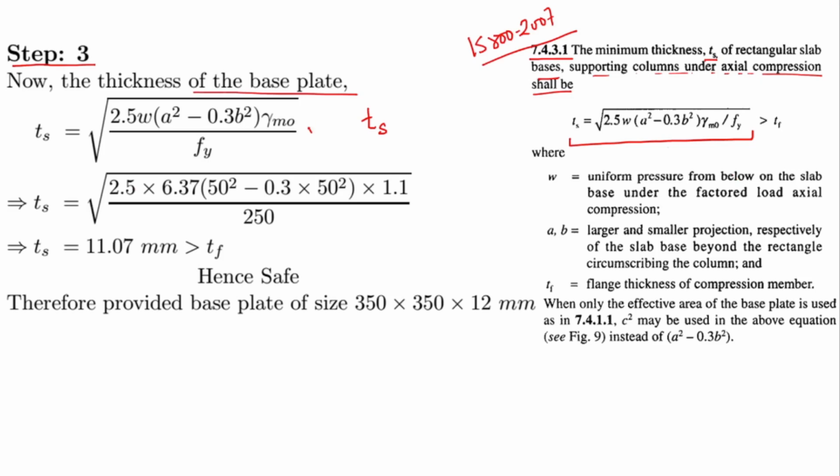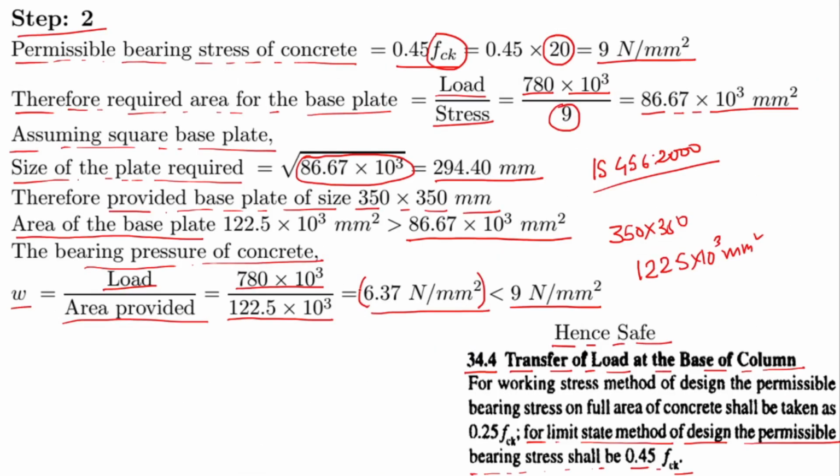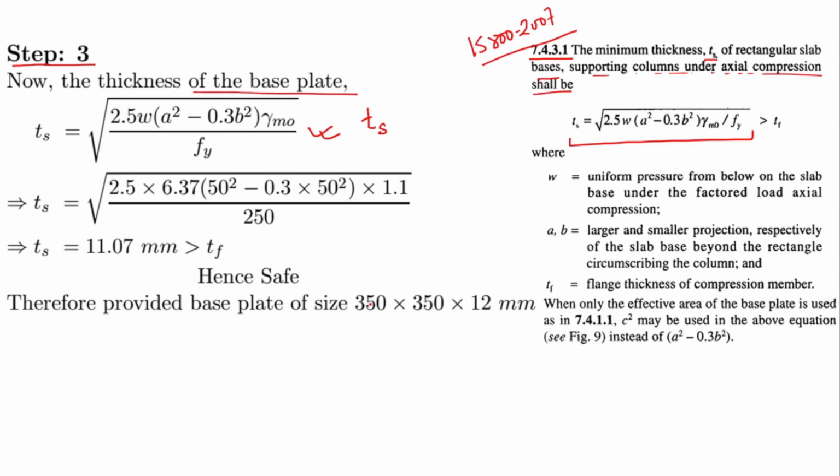So I have written this expression, then I have put the corresponding values. The value of small w, which is the bearing pressure of concrete, is 6.37. Then projection a equals 50 and b is again 50, and then gamma m0 is taken from table 5 of IS 800. Then fy is the yield stress.